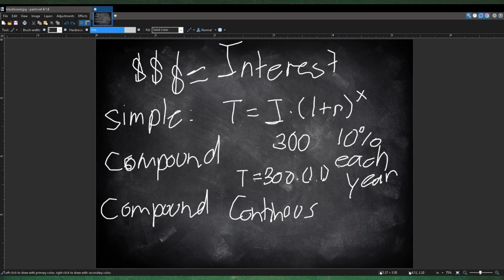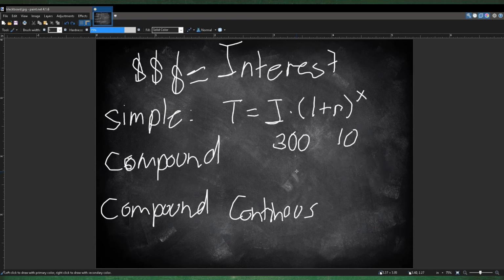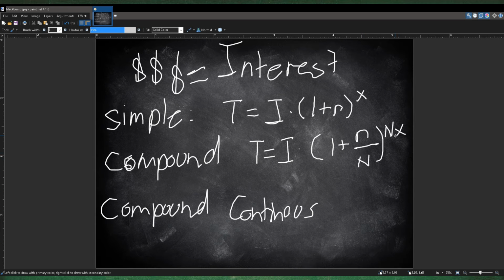In 2 years, x is equal to 2. In 1 year, x equals 1. That calculates the total amount of money you have each year. So that's simple interest. Compound interest is basically the total amount: your initial amount times 1 plus the rate divided by n, raised to the power of n times x. So the r is divided by n, but then it's also raised to that power of n.